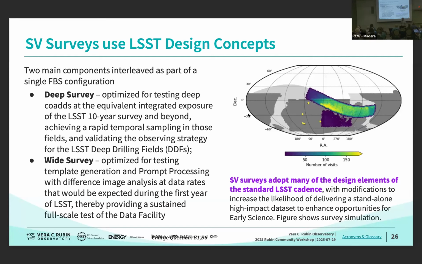The wide survey, you can see that the stripe is optimized for testing template generation and prompt processing with the difference image analysis at data rates that we would expect during the first year of the survey. And this also provides us with a sustained test of the whole facility, the operation of the telescope, the transfer of data, and the processing at the USDF. And so this is what we're executing at the moment.